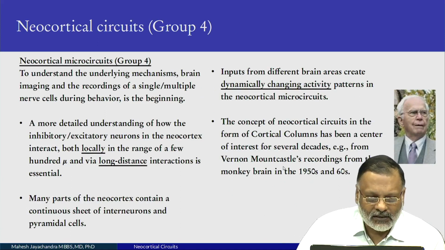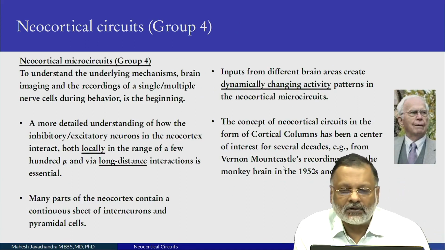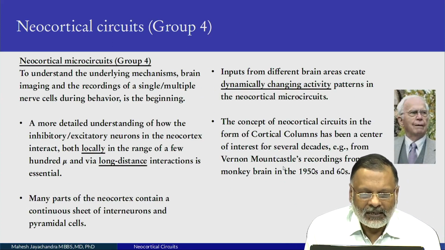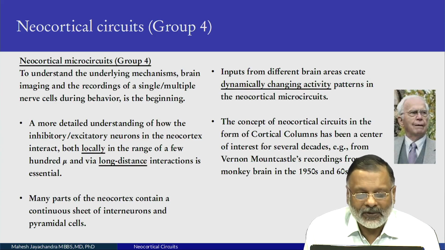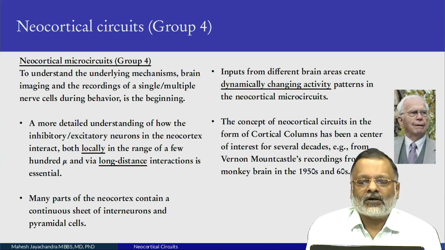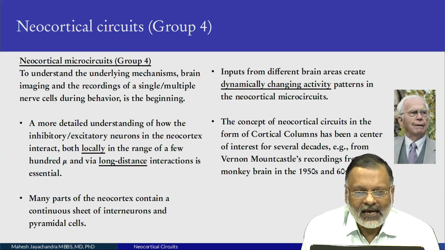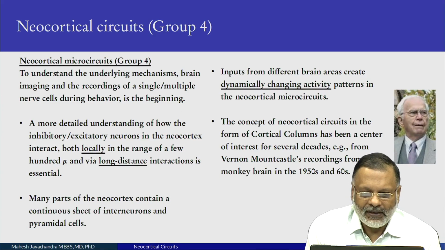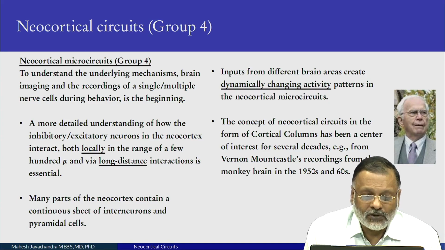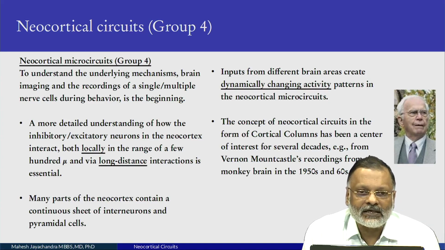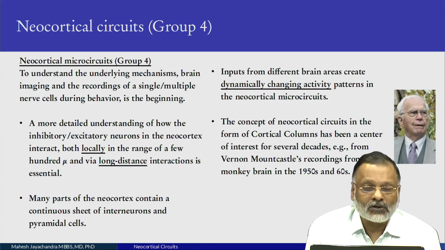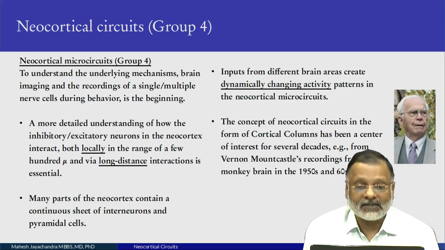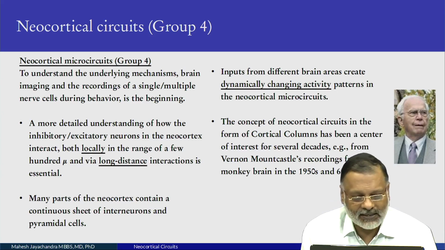So continuing on, what do we need to know in these neocortical microcircuits, and how do we do it? One is we do neurophysiological recordings. The other is we do imaging of these nerve cells during behavior. But we also need a more detailed understanding of exactly what inhibition and excitation occurs, both locally within a few microns of the neuron, as well as via long distance interactions between different areas of the cortex.